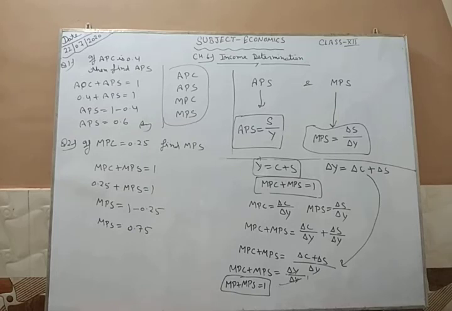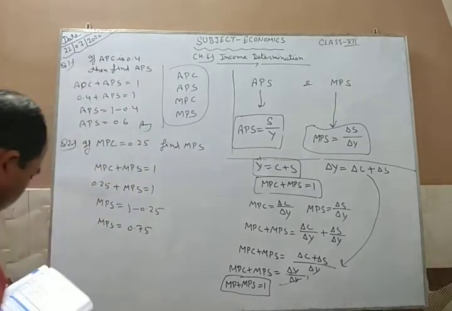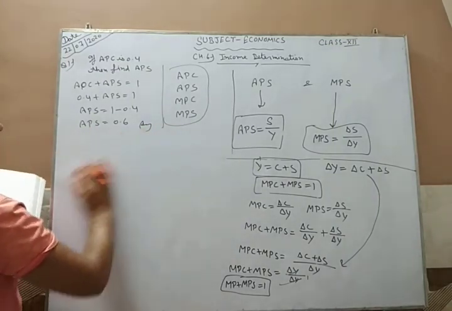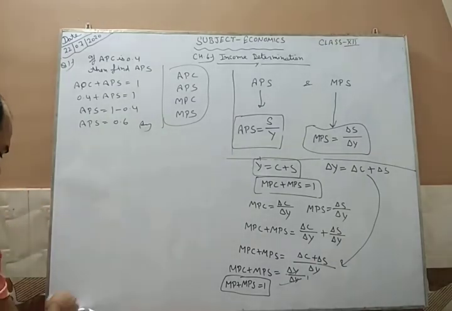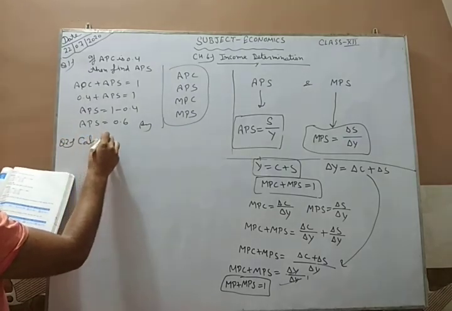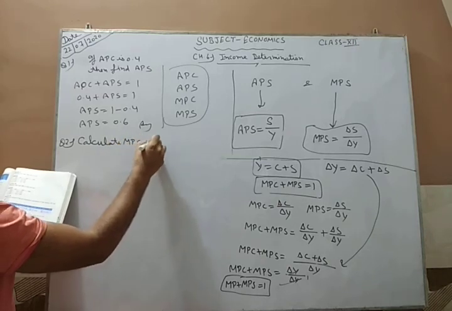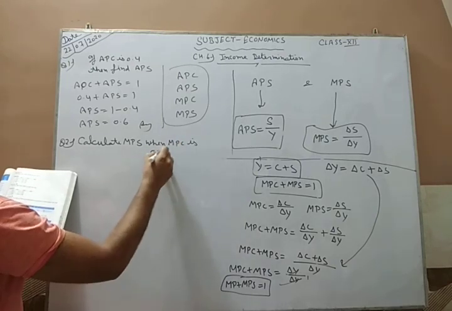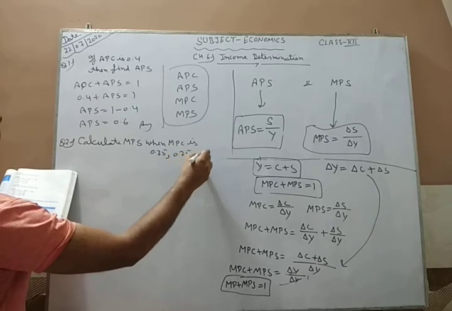These things are very, very important, and I can see one numerical also. Calculate MPS when MPC is 0.35, 0.75 and 0.62.